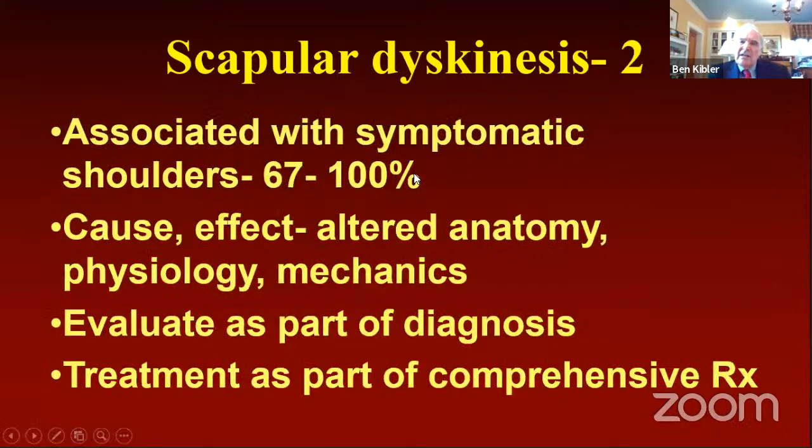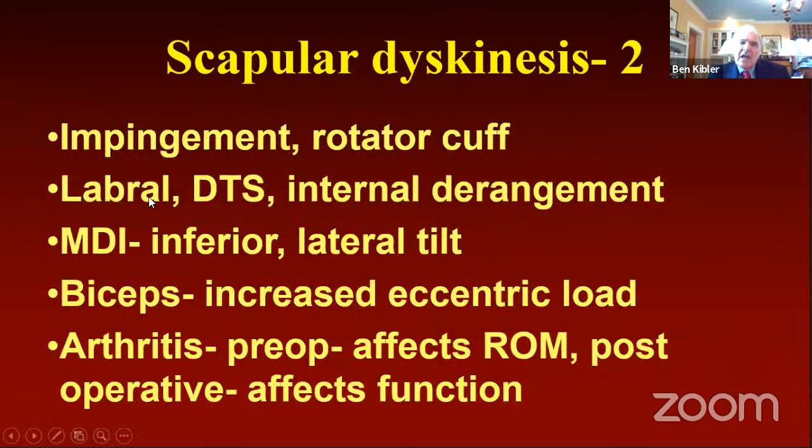Second, and most common, it's associated with symptomatic shoulders. 67 to 100% of patients with shoulder problems have scapular dyskinesis as part of the clinical findings. Whether it's a cause or an effect, we don't know for sure, but you have to evaluate it and treat it. We'll show you many, many examples of this. Almost every diagnosis you can come up with in the shoulder has been associated with scapular dyskinesis. So if you have not seen scapular dyskinesis when evaluating shoulders with injury, the dyskinesis has probably seen you. So remember to look for it.